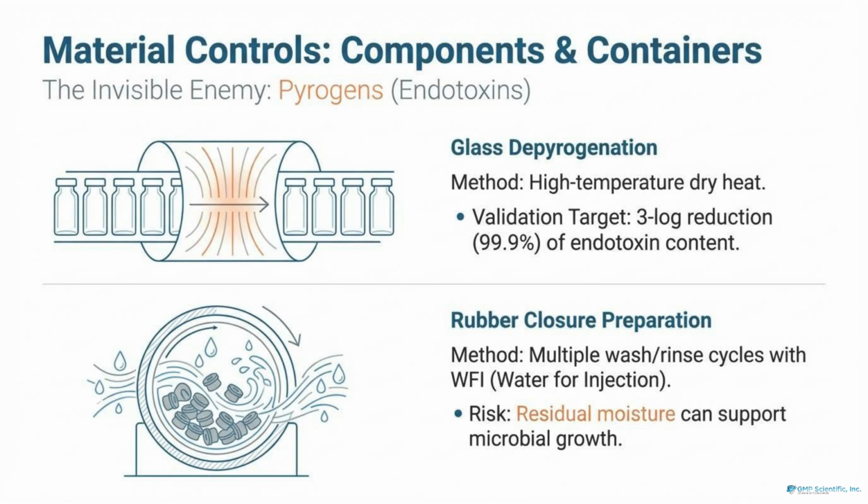We must also control invisible contaminants like pyrogens. Glass undergoes depyrogenation using high-temperature dry heat, targeting a 3-log reduction in endotoxins. Rubber closures are prepared through multiple water for injection wash cycles. Minimizing the time between washing and sterilization is critical to avoid microbial growth from residual moisture.